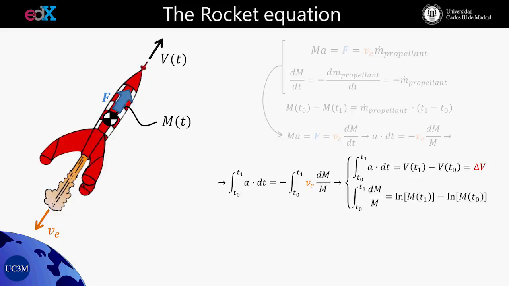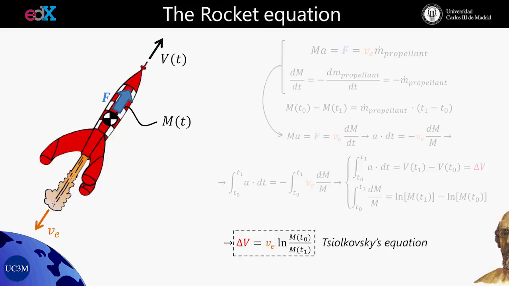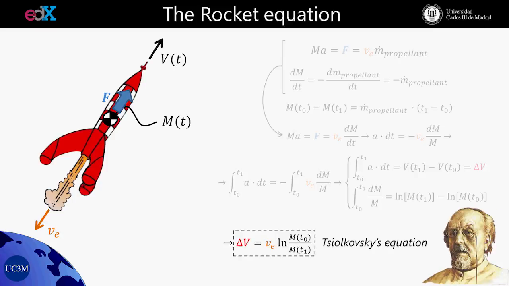On the other hand, the integral on the right-hand side is the natural logarithm, so we have ve times logarithm of m1 minus logarithm of m0. What is the same, applying the properties of logarithms, we have plus ve logarithm of m0 over m1. Combining all this, we reach this final equation here. This is the famous rocket equation, or Tsiolkovsky's equation, after the Russian scientist who derived it for the first time, toward the end of the 19th century.